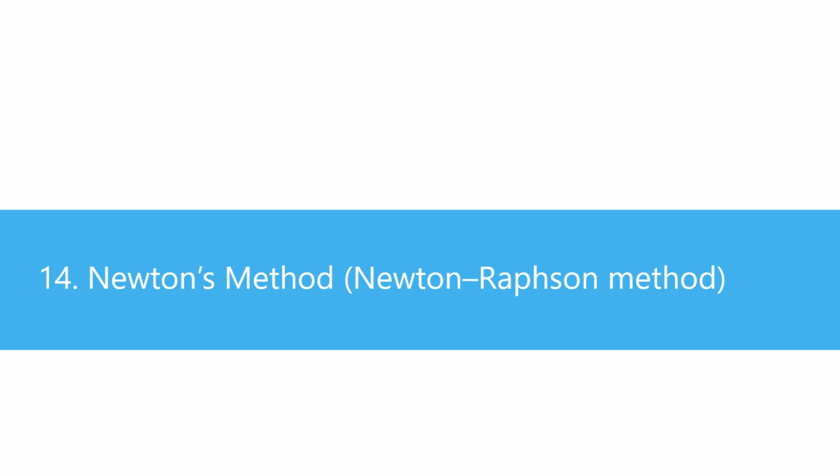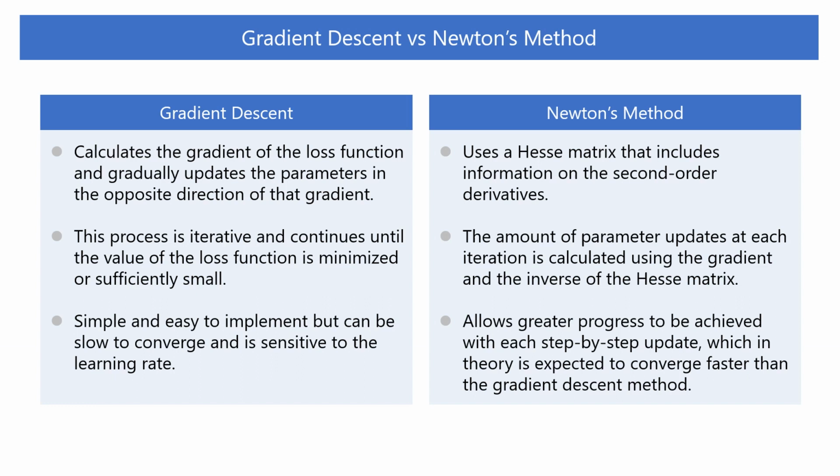Chapter 14: Newton's Method. In the previous video, we discussed the gradient descent method as an optimization technique for logistic regression. In this video, you will learn about another popular optimization method, Newton's method. The gradient descent method and Newton's method are both used to find optimal values of parameters, but there is a major difference in their approaches.